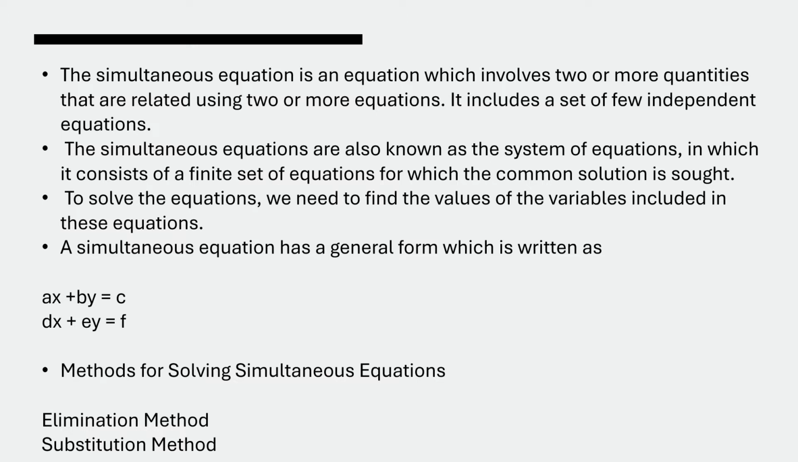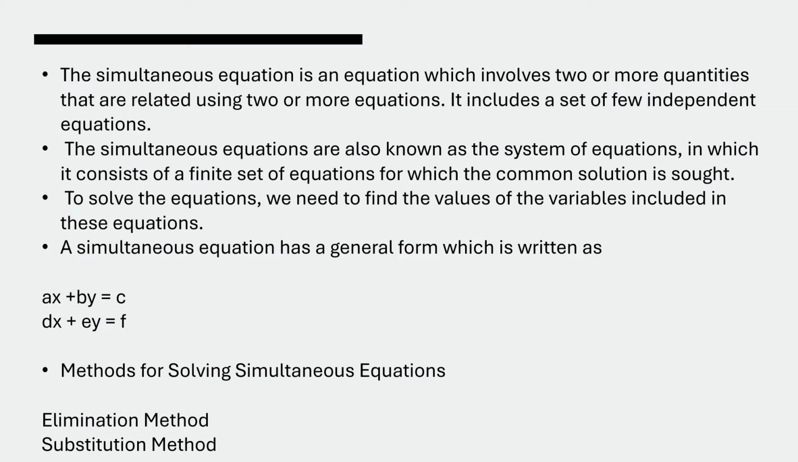In order to solve the given equations, we need to find the values of the variables which are given in the equations. Here we could see the general format of simultaneous equations. It will be given in the format of ax plus by is equal to c. That is the first equation, and the second equation is dx plus ey is equal to f. Here you can see that the variable x and the variable y are common to both the equations.